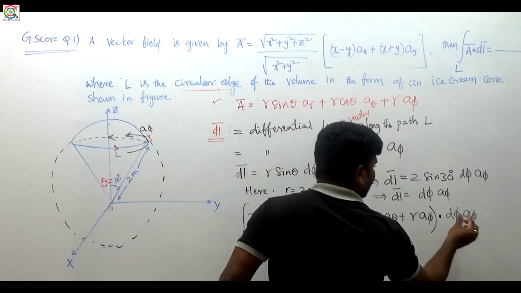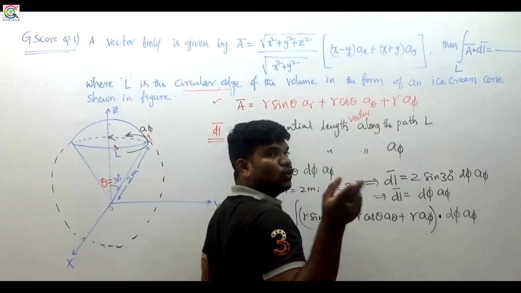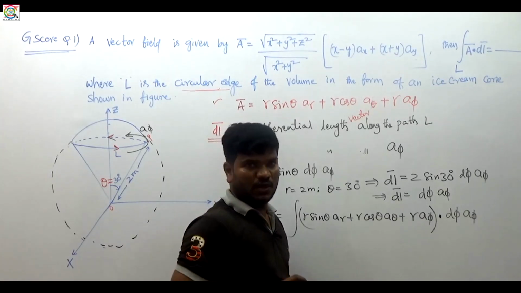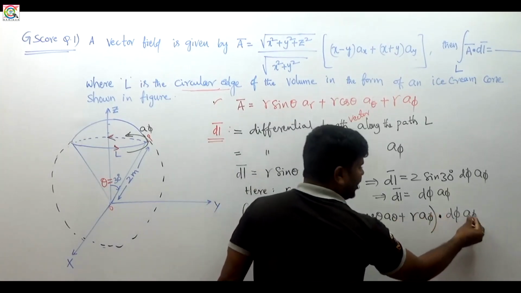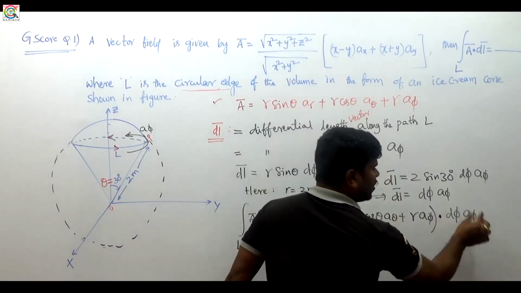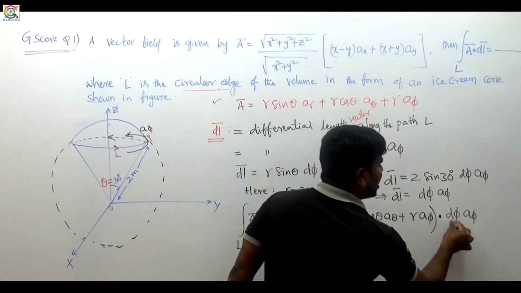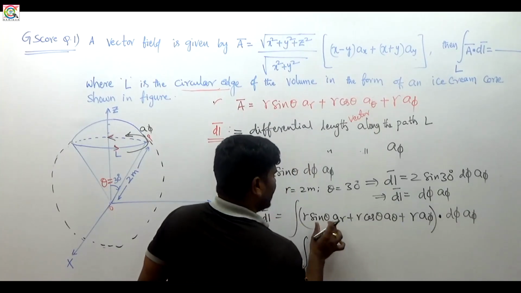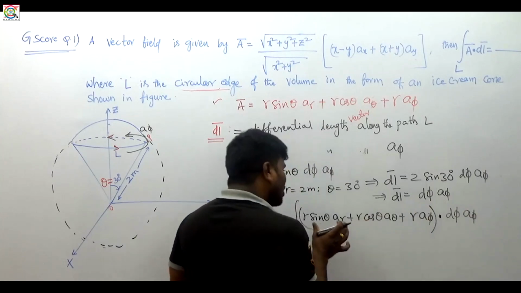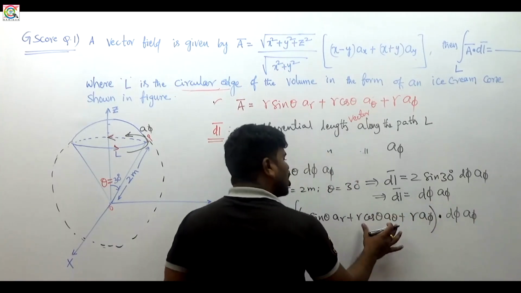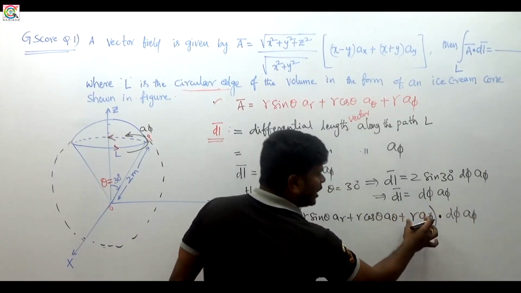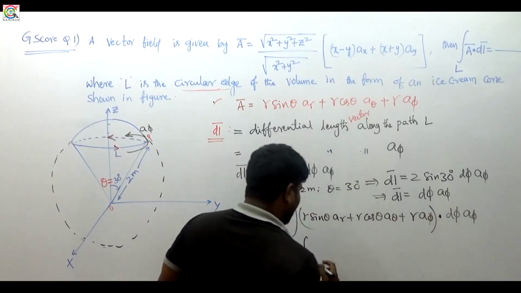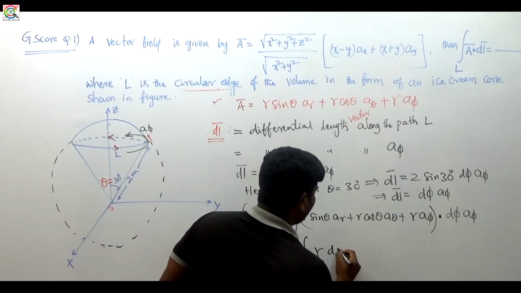The dot product of two different vectors of the same coordinate system is 0. That means a_r dot a_phi is 0 and a_theta dot a_phi is 0. Now a_phi dot a_phi is 1. So finally, the dot product with one term will be 0, the dot product with another term will be 0, and you will be left with this term and this term. So the dot product of this term and this term will be r into d phi.